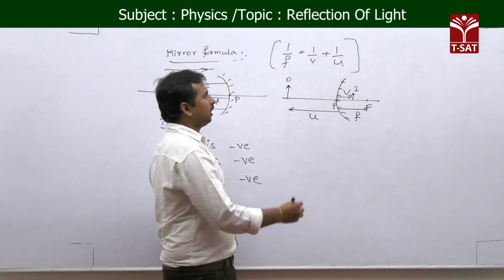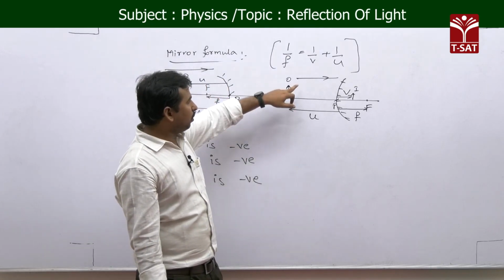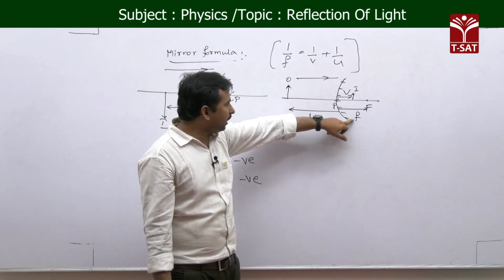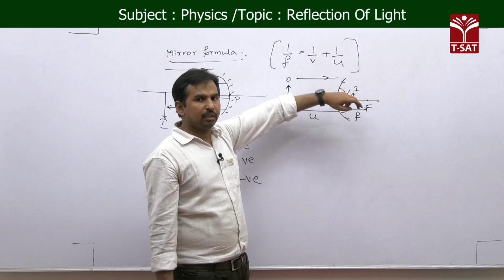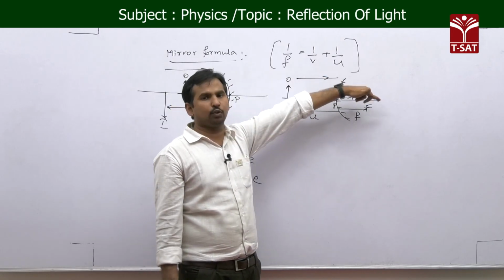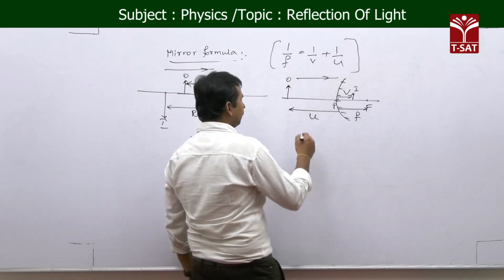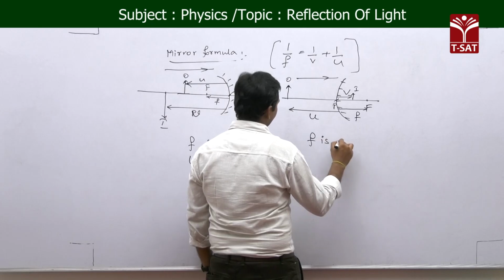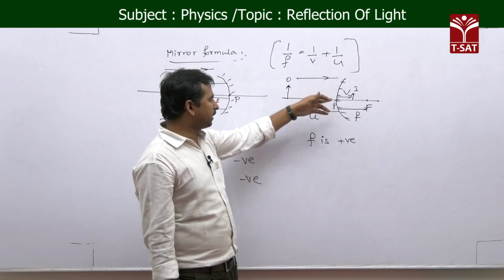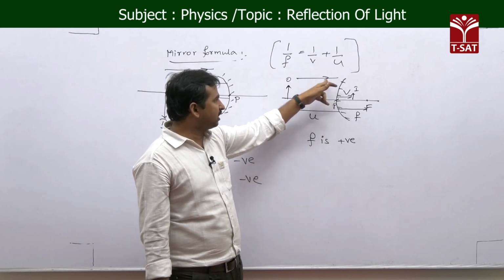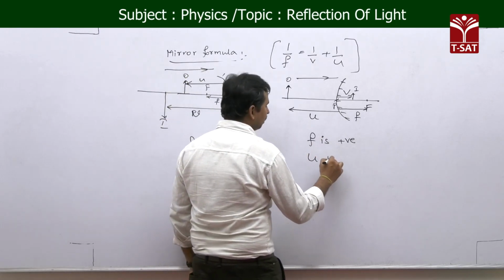Okay. Now if you are taking again the incident light ray in case of this convex mirror, then if you observe, the focal length and the incident ray are both measured in the same direction here. Means the distance we are measuring from the pole to the focus is in the same direction as the incident light ray. That's why here focal length is positive. Okay, and in the same way, the object distance is measured opposite to the incident light ray here. So that's why u is negative.